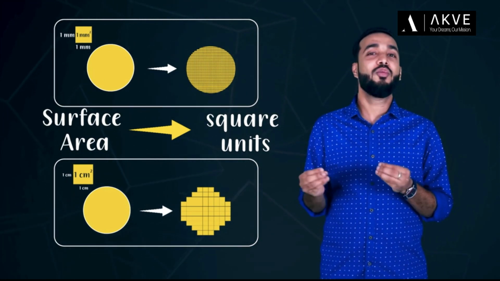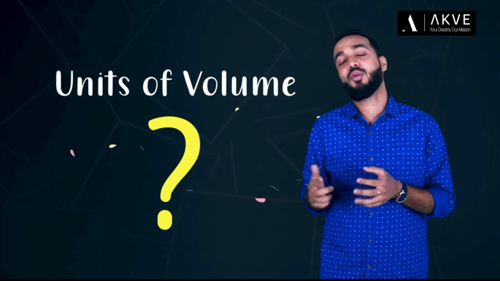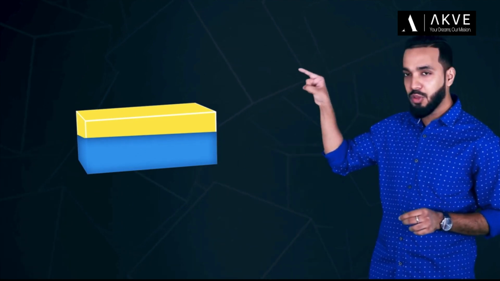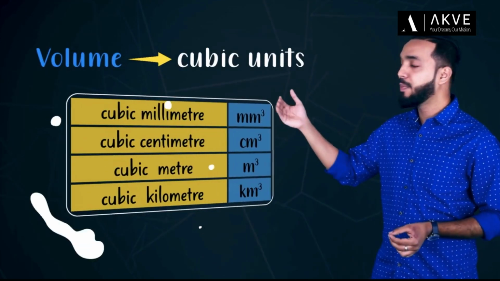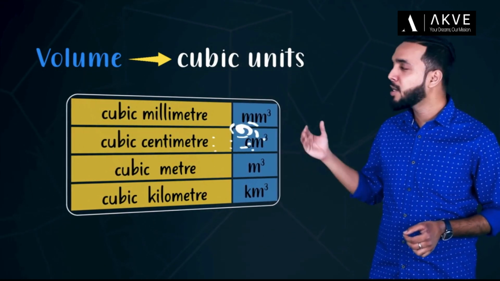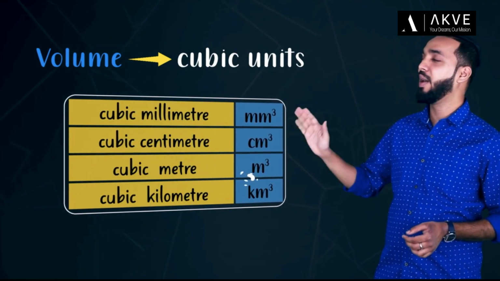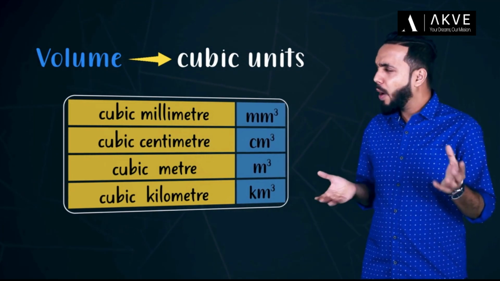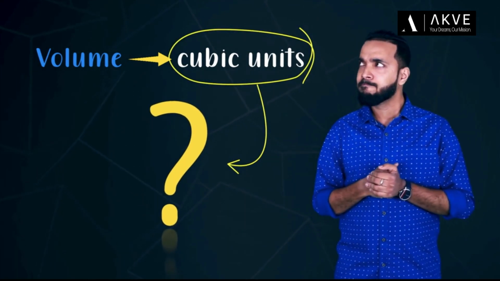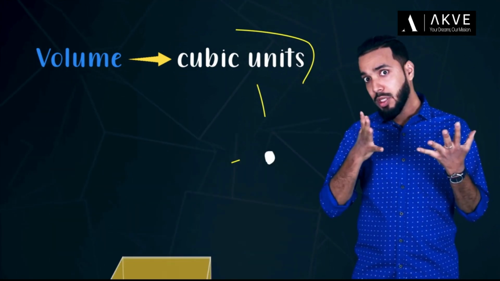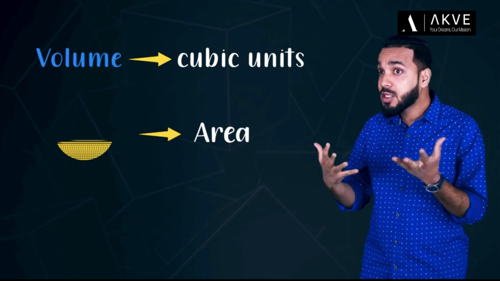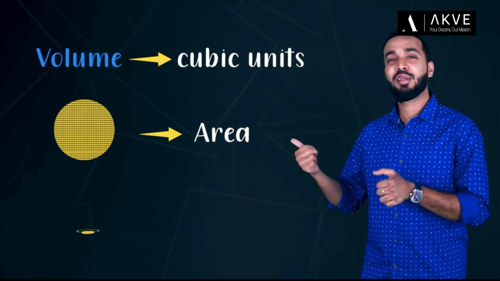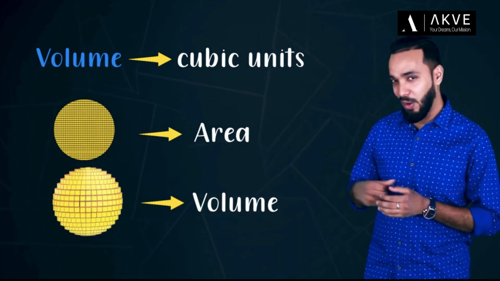Now, let's move on to understand the units of the next quantity, the volume. To measure the volume of a 3D figure, we use cubic units like cubic millimeters, cubic centimeters, cubic meters, and cubic kilometers. But why do we use cubic units? Does it have anything to do with cubes? Bingo! Just like we use squares to approximate area, we use cubes to approximate volume.